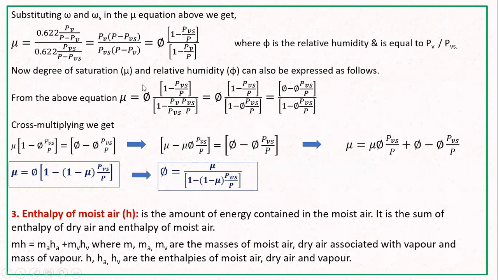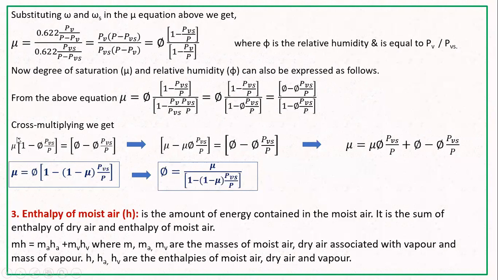Further, we'll continue with the simplification. We'll get phi into 1 minus PVS by P, divided by, in the denominator, multiply and divide by PVS, so we'll get 1 minus PV by PVS into PVS by P. So phi into 1 minus PVS by P divided by, what is PV by PVS? It is nothing but, again, the relative humidity, just now we saw here. So phi into PVS by P. Take this phi inside, that is relative humidity, you will get phi into 1 minus PVS by P, divided by 1 minus phi into PVS by P. Now cross multiply.